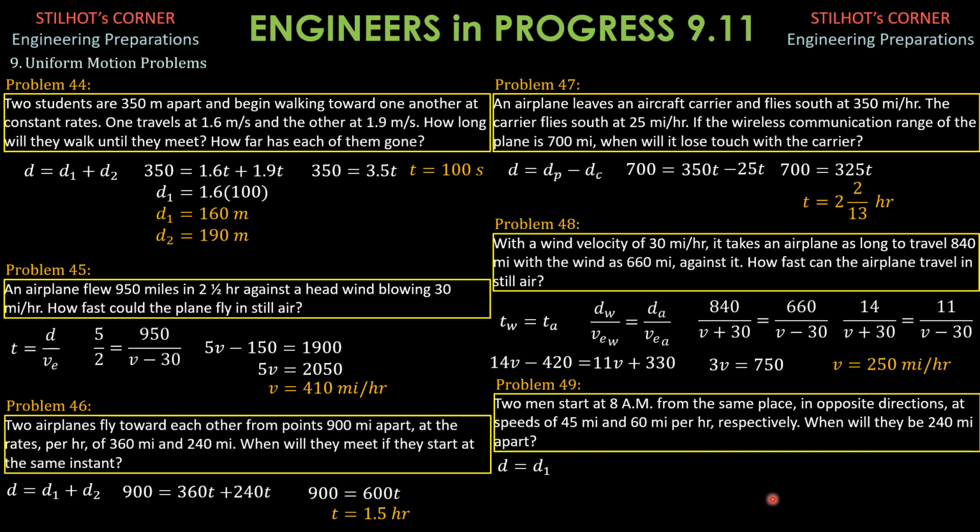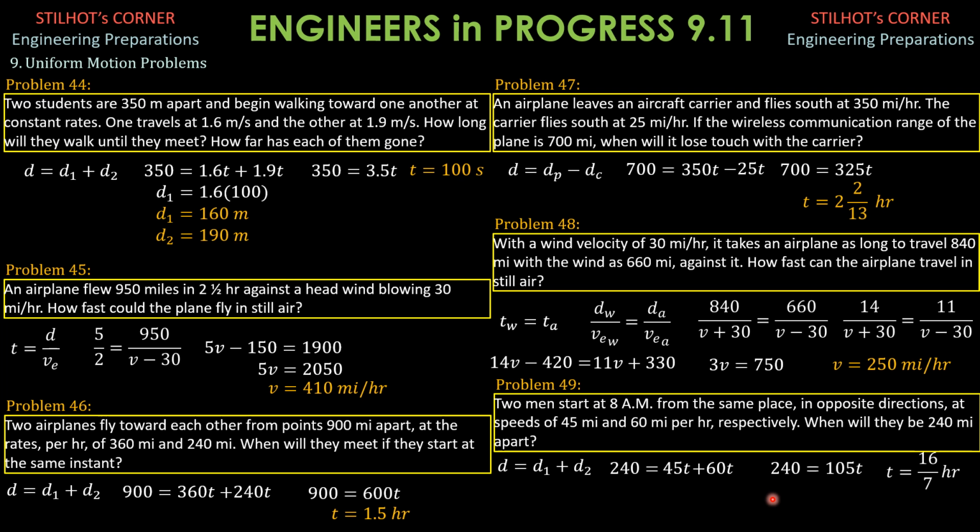So distance equals distance 1 plus distance 2. So 240 equals speed of one is 45 miles per hour, so 45t, then plus distance traveled by the second, 60 times t. So 240 equals 45t plus 60t. 240 equals 105t. Solving for t, 240 over 105, and that is 16 over 7 hours, or 2 and 2 over 7 hours.